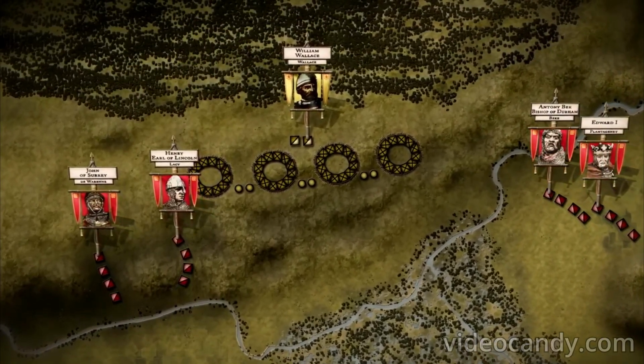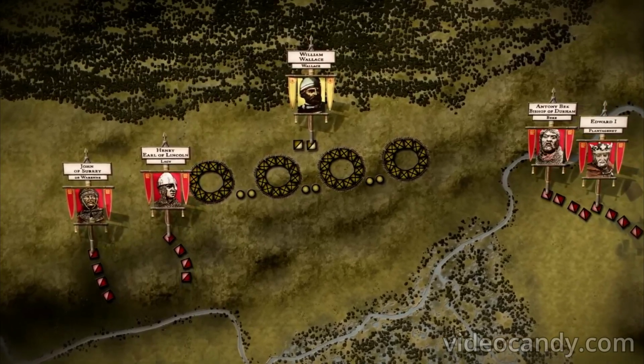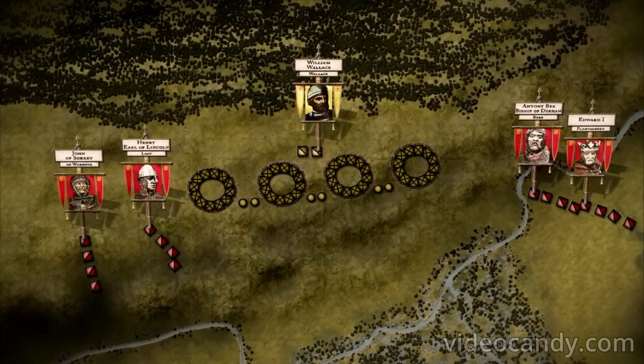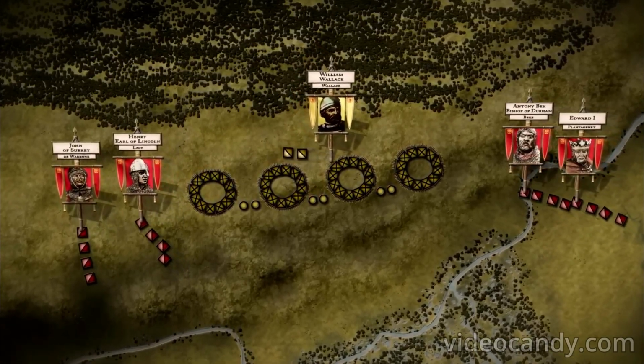Since the Scottish army's left and right flanks are the weakest points in both the schiltron and pike formation, King Edward orders his English longbowmen to harass the schiltrons while his knights engage in a ferocious bloodbath.